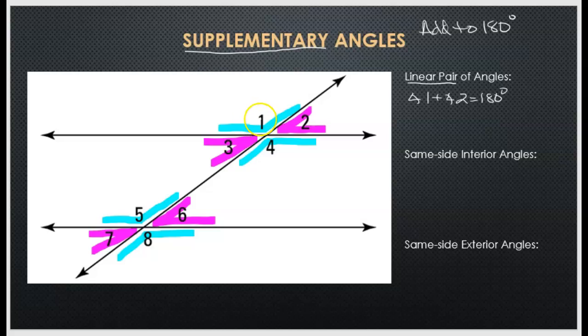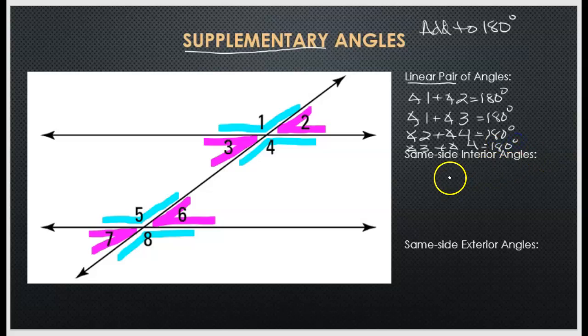I could go all over the place with this. Angle 1 and angle 3 are also supplementary, so they add up to 180 degrees. Angle 2 and angle 4 are a linear pair. And angles 3 and 4 are a linear pair.